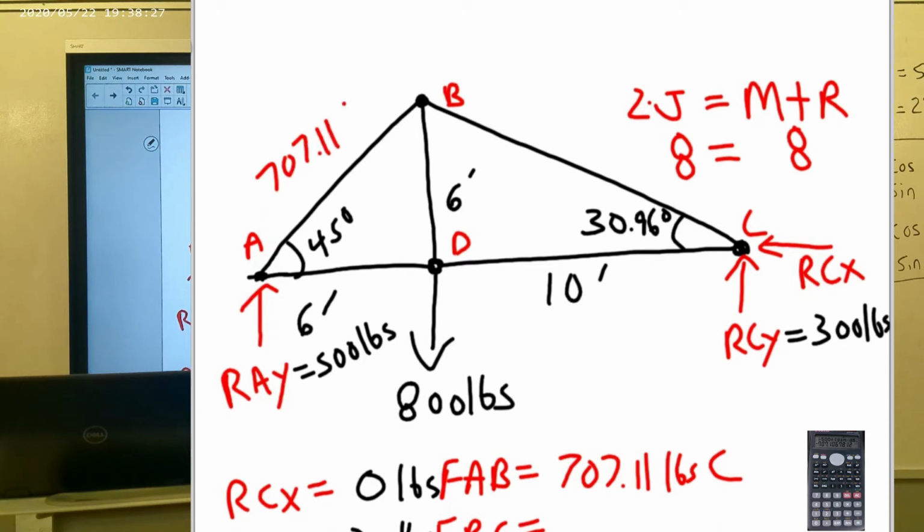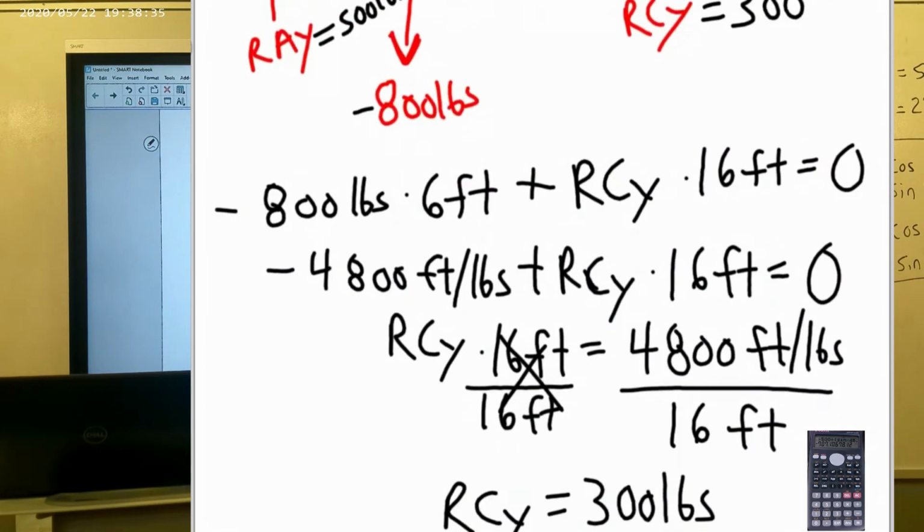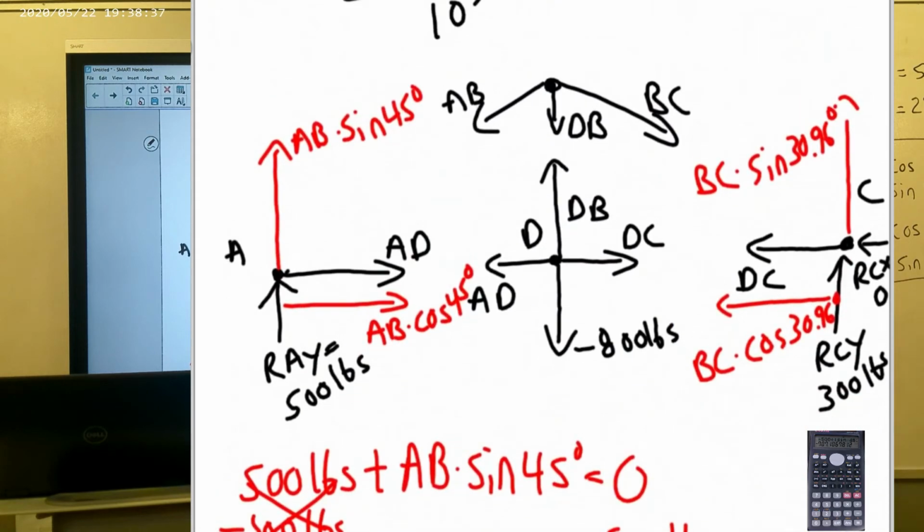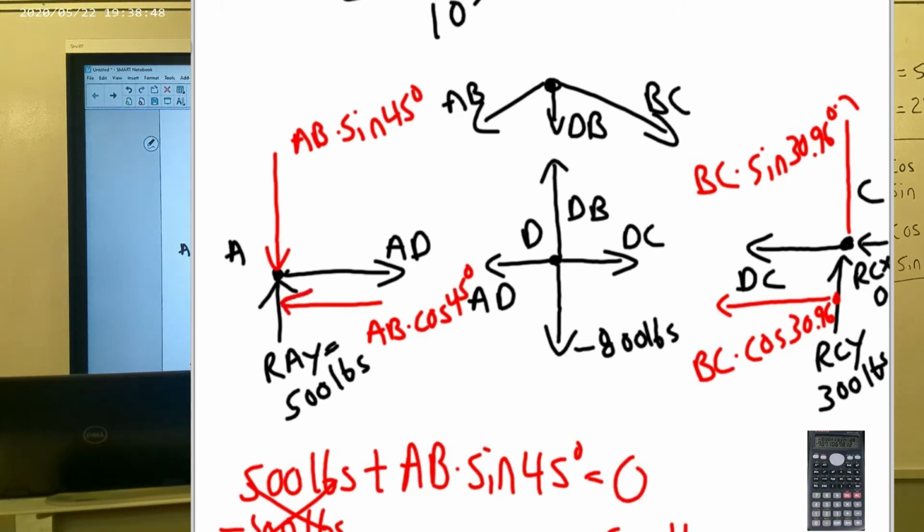707.11 pounds compression. And now that I know that, I can also update my original free body diagram that I drew, and I realize that these arrowheads actually need to face the opposite way. This arrowhead needs to face this way, this arrowhead needs to face this way. So I can now use that information to solve for member AD, because I now have a value for AB that I can plug in.